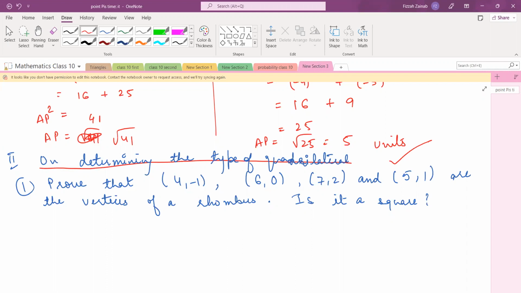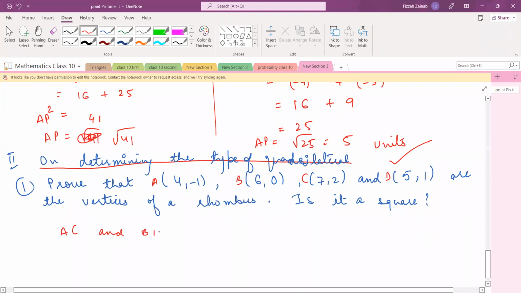Basically, the property of a square is that the diagonals bisect each other, right? Yes, ma'am. Let me just call them A, B, C, D. So if ABCD is a quadrilateral, let's say, the diagonals will be AC and BD, right? Yes, ma'am. AC and BD will be the diagonals. So can I simply find the midpoint of AC and the midpoint of BD? Yes, ma'am.